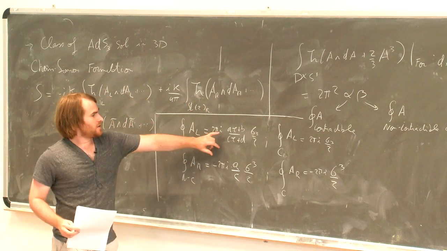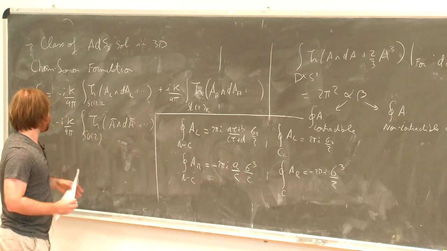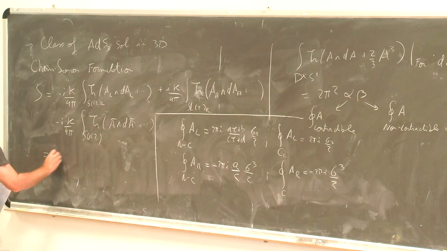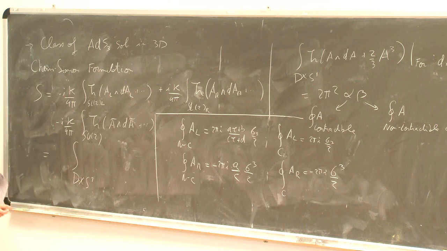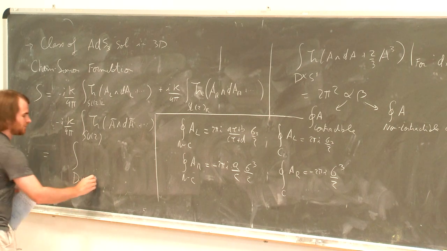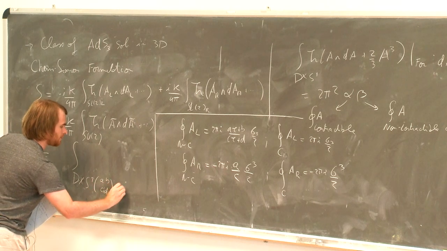So why this ABCD? Because I'm computing these integrals on the solid torus, which is obtained by the ABCD filling that I explained yesterday.